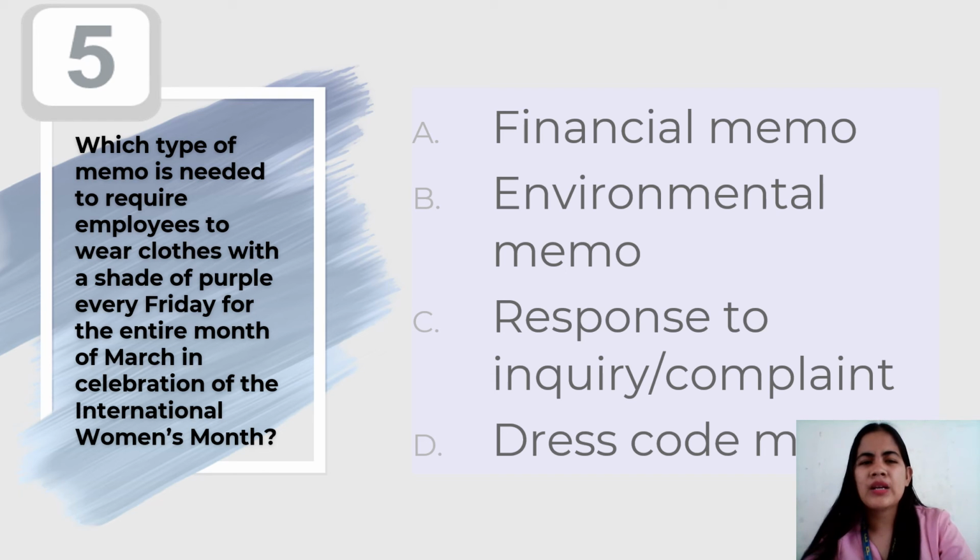Again, which type of memo is needed to require employees to wear clothes with a shade of purple every Friday for the entire month of March in celebration of International Women's Month? A. Financial memo. B. Environmental memo. C. Response to inquiry complaint. D. Dress code memo. Okay, what's your answer?